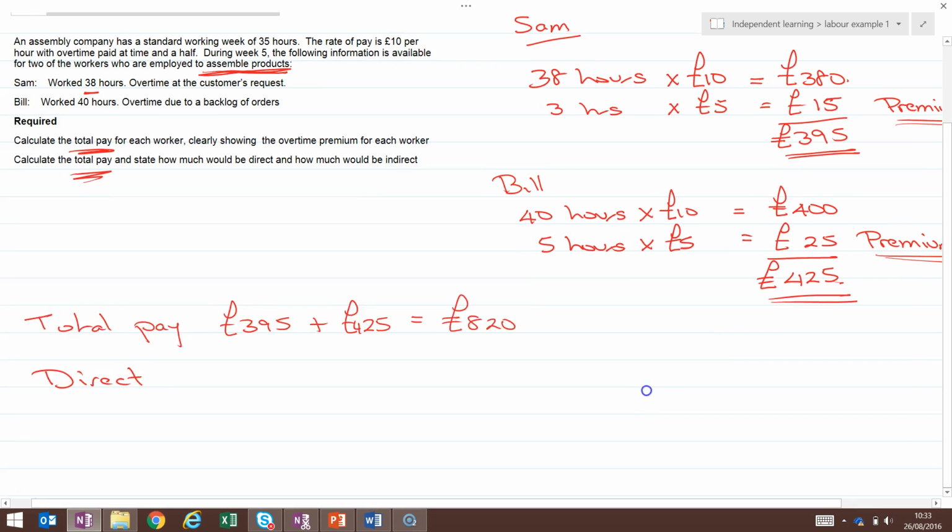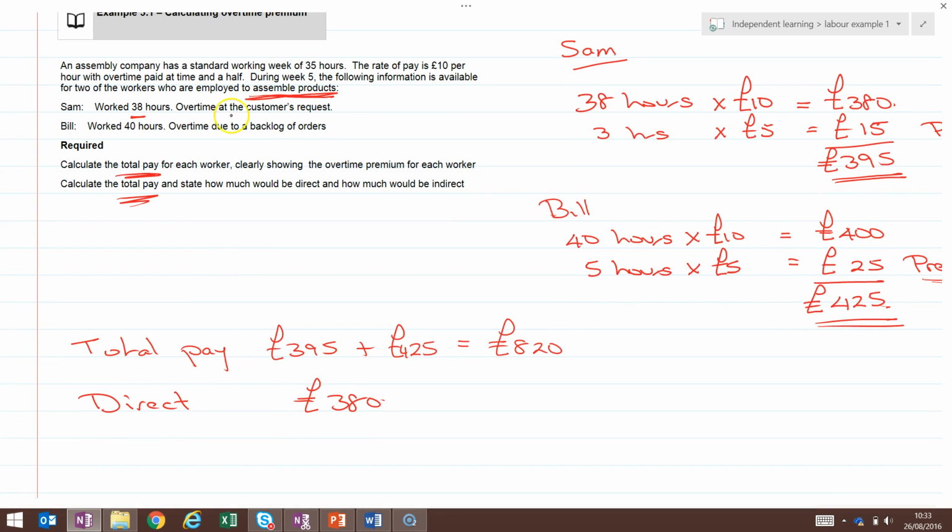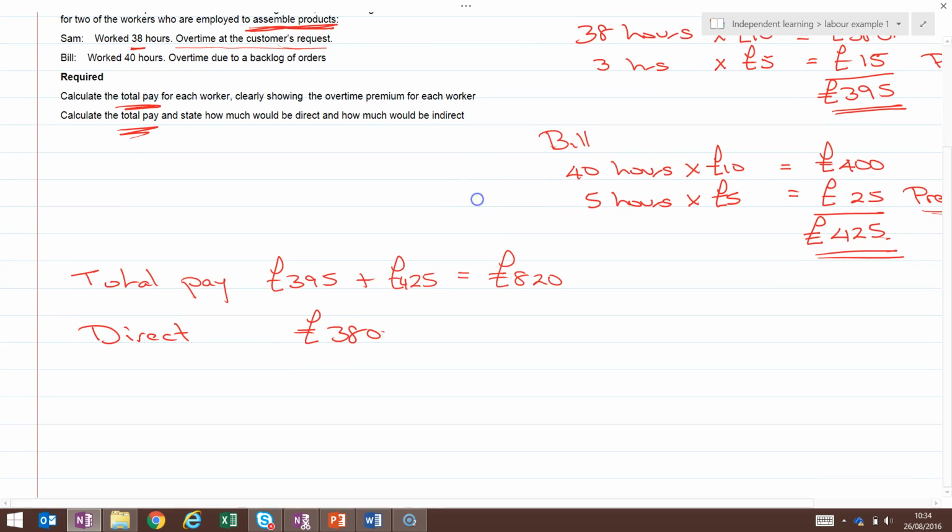So if we look at Sam, 38 hours, £380. So those hours were spent assembling products. So they are direct hours. £15 overtime premium. We're told that Sam worked overtime at the customer's request. So that £15 is also direct.